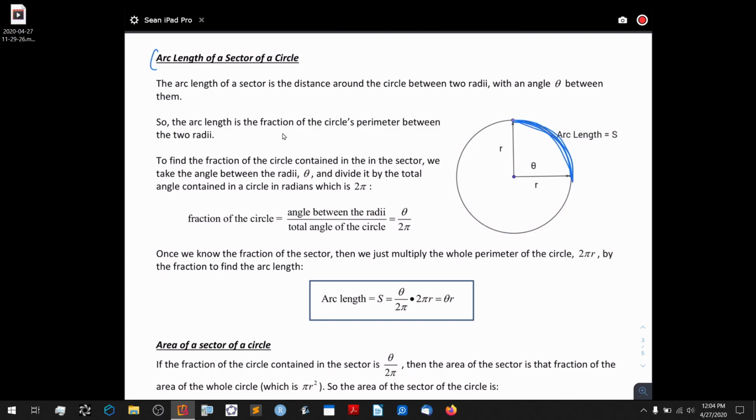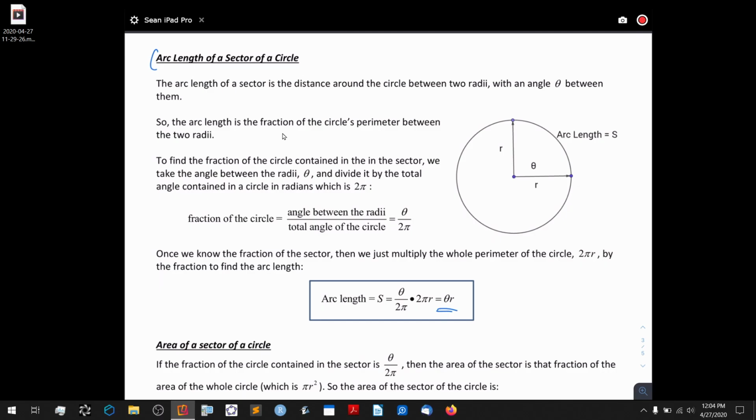Okay, that's an arc, and so the arc length of a sector, this is a sector of a circle, a slice of a circle, like a slice of pizza. Okay, how can I calculate the arc length if I know the radius and the angle that's formed by that arc? Okay, and the answer is, there's the formula.